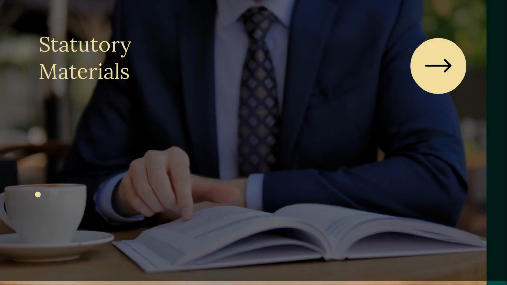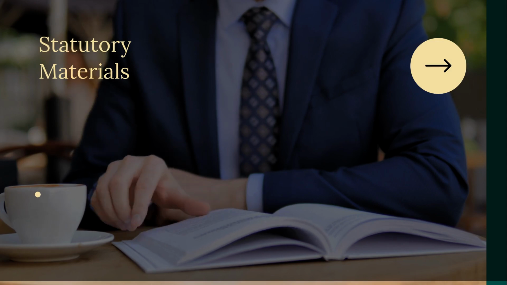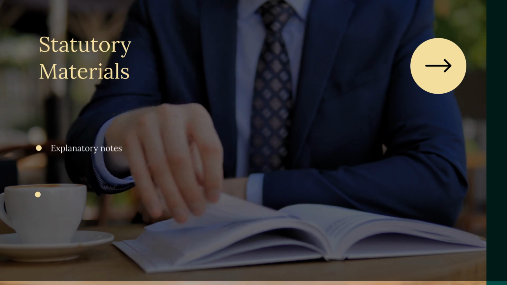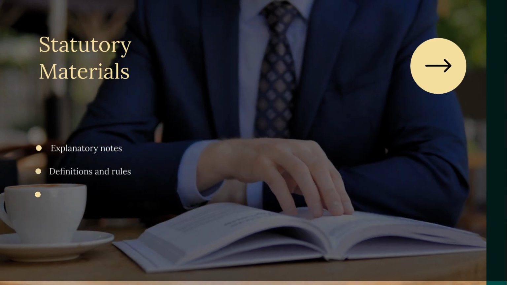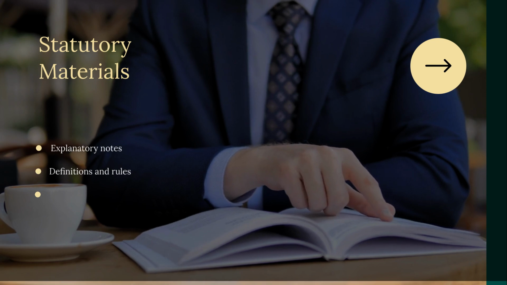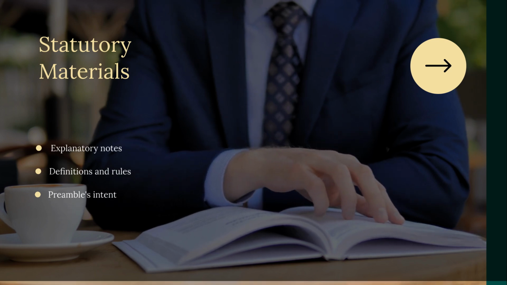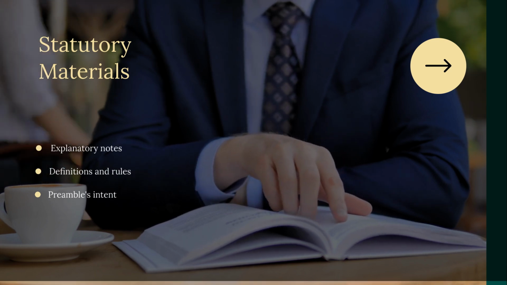Statutes include supporting materials like explanatory notes. These clarify the purpose and application of the statute. Schedules provide definitions and procedural rules. The preamble introduces the statute's intent and objectives. These materials are essential for accurate interpretation.